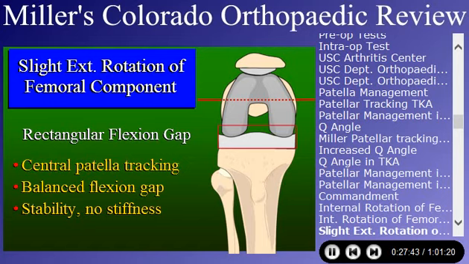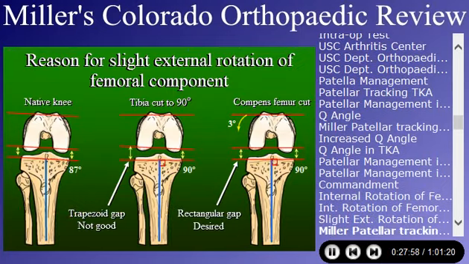So what you really want when you're doing your total knee is slight external rotation of the femoral component. That gives you a rectangular flexion gap, gets you centric patella tracking, a balanced flexion gap, and gives you stability without stiffness. And you'll say, well, why do you want slight external rotation of your femoral component? The reason is if you look at the native tibia, the native tibia on average is sloped in the coronal plane about 3 degrees, we're at 87 degrees. And when we do our mechanical jigs, we're not good enough to cut 3 degrees all the time. So what we end up doing is cutting the tibia at 90 degrees.